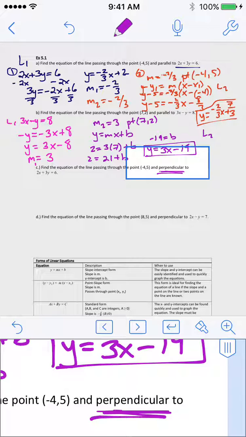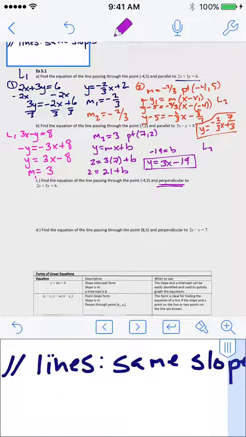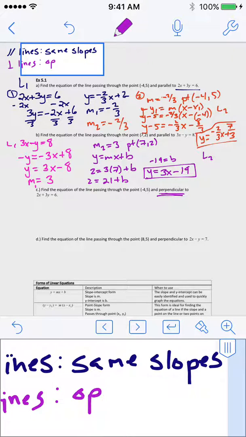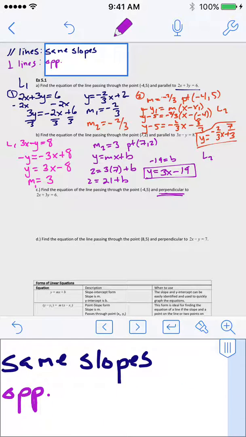Let's remind ourselves what that means. Well, perpendicular lines, right, intersect at a 90-degree angle. But what does that mean about their slopes? So we can go back up here. Perpendicular lines do not have the same slope. They have what? Opposite reciprocal slopes. If you didn't remember that, you need to make sure you remember what that means.